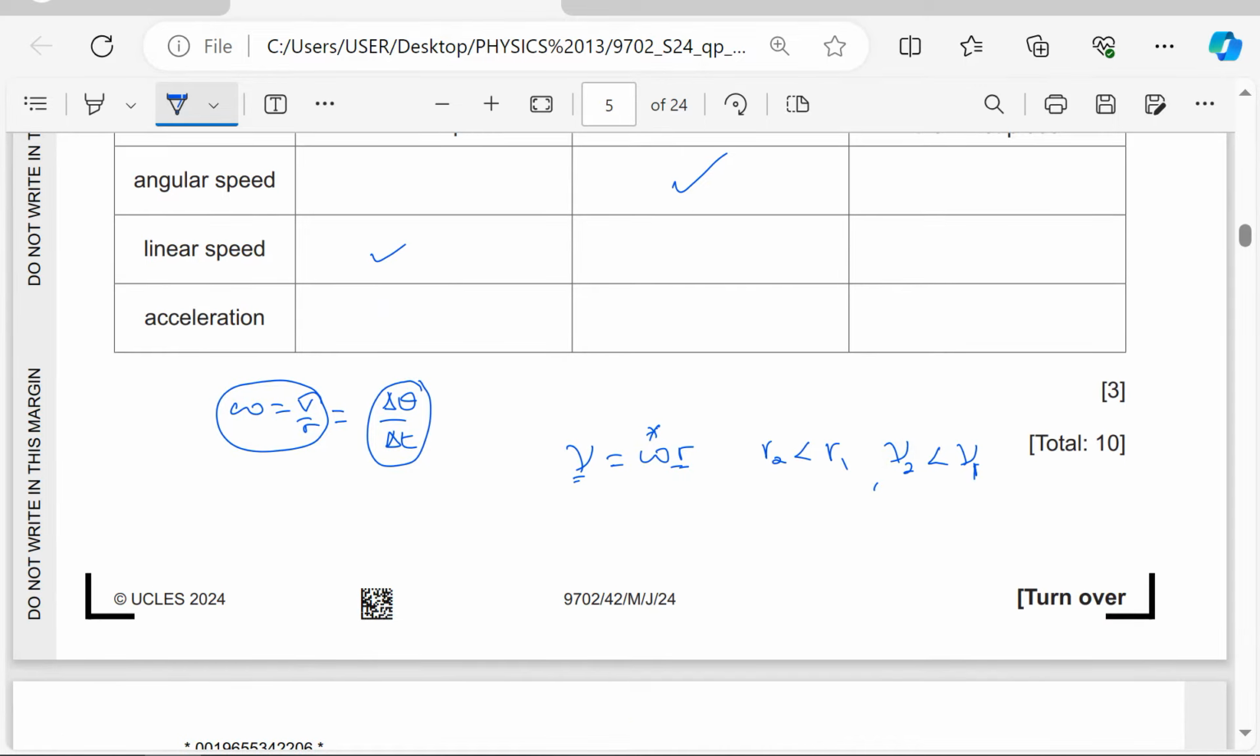Then acceleration. The acceleration is also equal to omega squared times r, and remember omega is the same for both because it's a constant. The angular speed is constant. So this means it is r which is changing, and r2 is less than r1. So it means also a2 is going to be less than a1. So I'll put a second tick here. As simple as that.